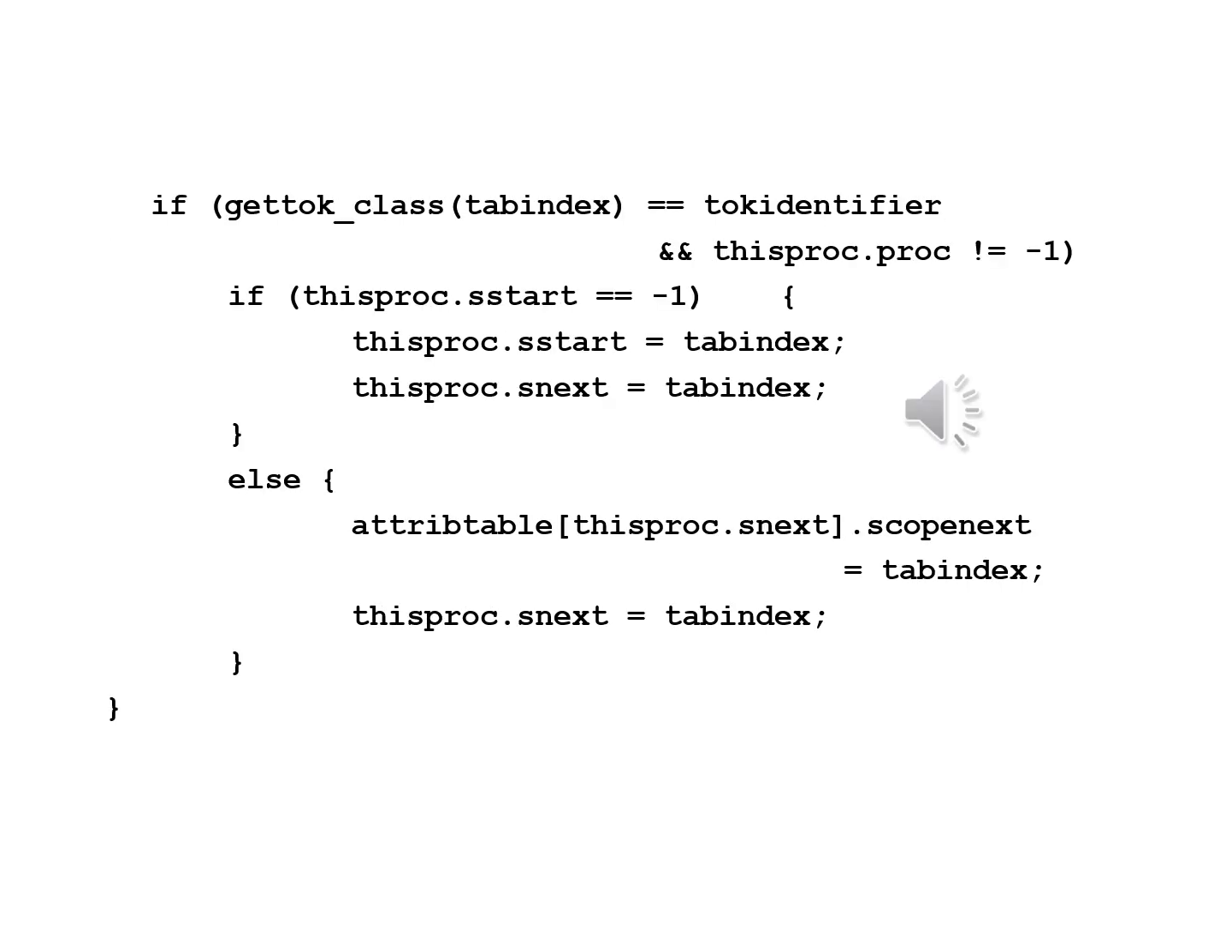Additionally, if this lexeme is an identifier, we will need to include it in the current scope. If we don't already have a linked list of variables declared within this scope, we will start one. Otherwise, we will add it to the list.